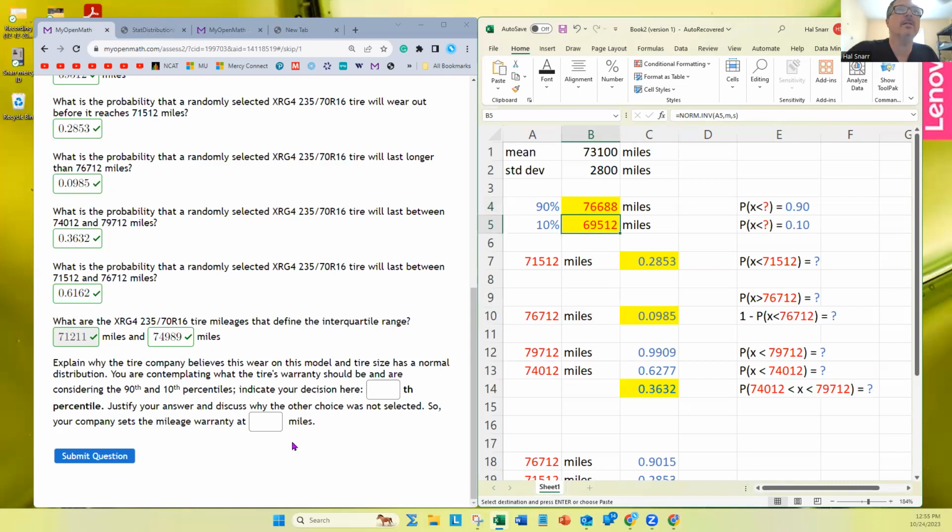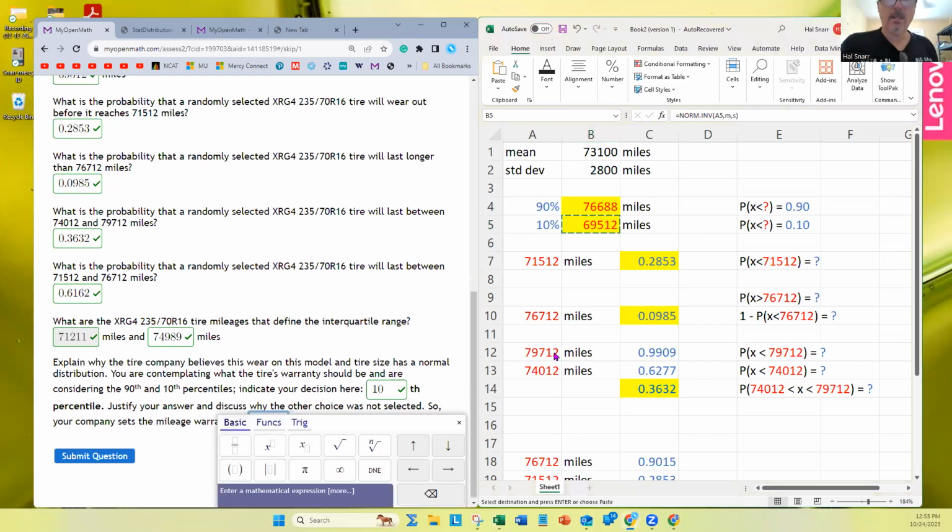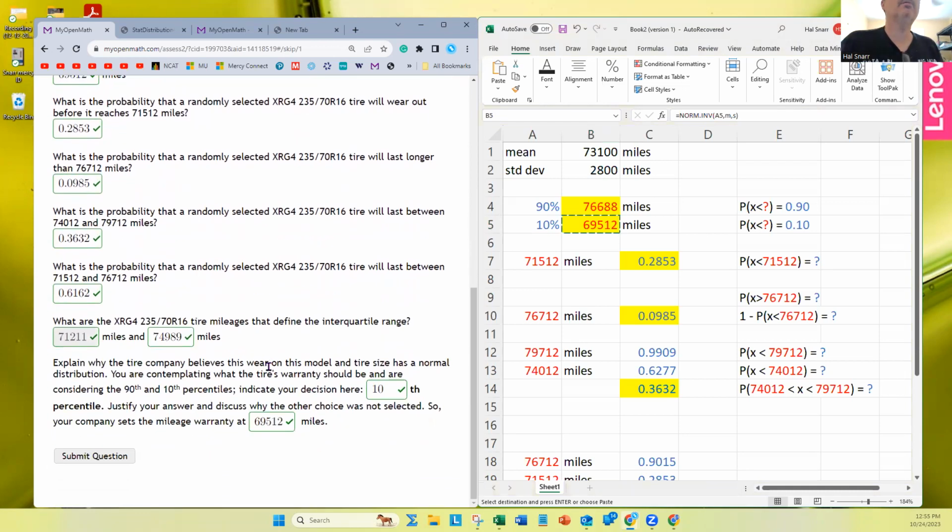You want to choose the 10th percentile, right? So we're going to pick the 10th percentile. And we just justified it, right? So your company sets the mileage warranty at, well, if this is the 10th percentile, we're going to set our mileage warranty at that. But we're probably going to make it a nice number. We're probably going to make it 69,000 or maybe 70,000, right? Probably going to make it 70,000. If we make it 70,000, I'm just going to change this real quick, 70,000.